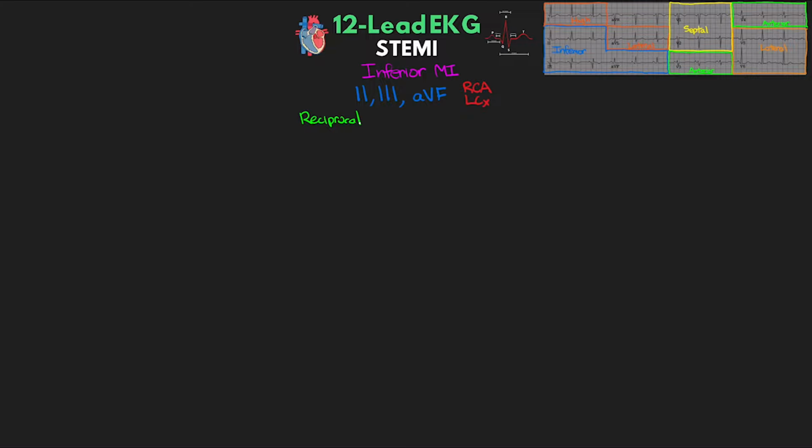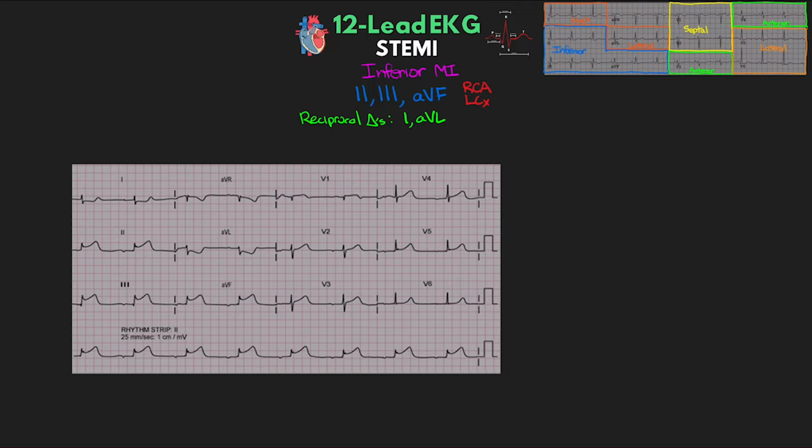Our reciprocal changes typically present with ST depression in the high lateral leads 1 and AVL. So if we take a look at our EKG here, you can see clear ST elevation in leads 2, 3, and AVF, along with those reciprocal changes of ST depression in 1 and AVL. This is our classic inferior wall MI. Now, on the subject of inferior MI, knowing that most people have this region perfused by the RCA, we also would be concerned that the patient would have some RV involvement and could have an RV infarct as well.